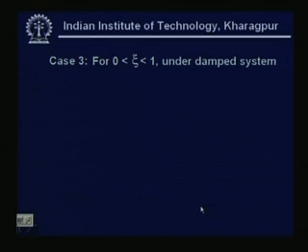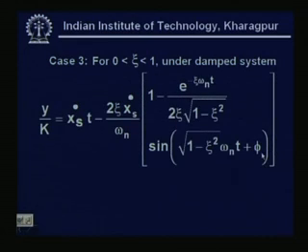Now, case 3 is an underdamped system, that means xi is greater than 0 but less than 1, as happened before also, which is more sought after, because we always make the system an underdamped system. So, it is y by k xs dot into t minus 2 xi xs dot by omega n in the bracket 1 minus e to the power minus xi omega n t upon the square root of 1 minus xi square, sine of the square root of 1 minus xi square omega n t plus phi.